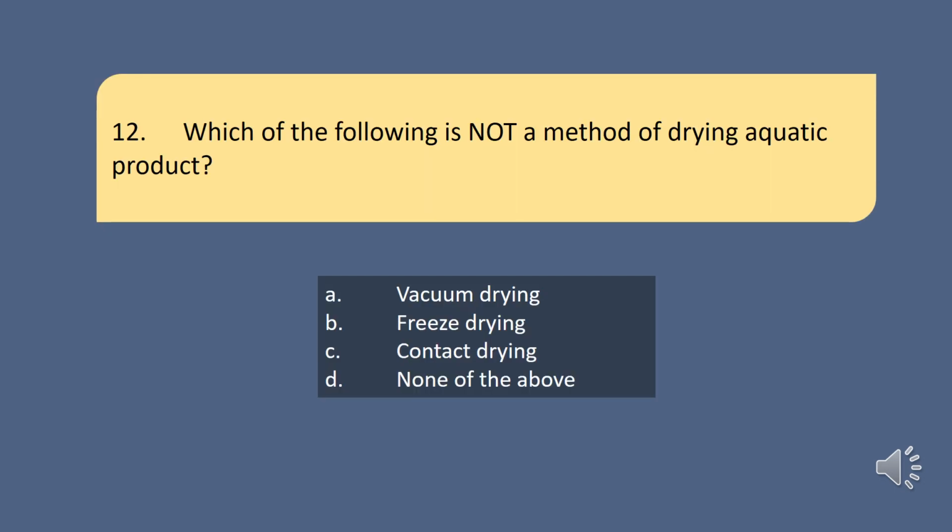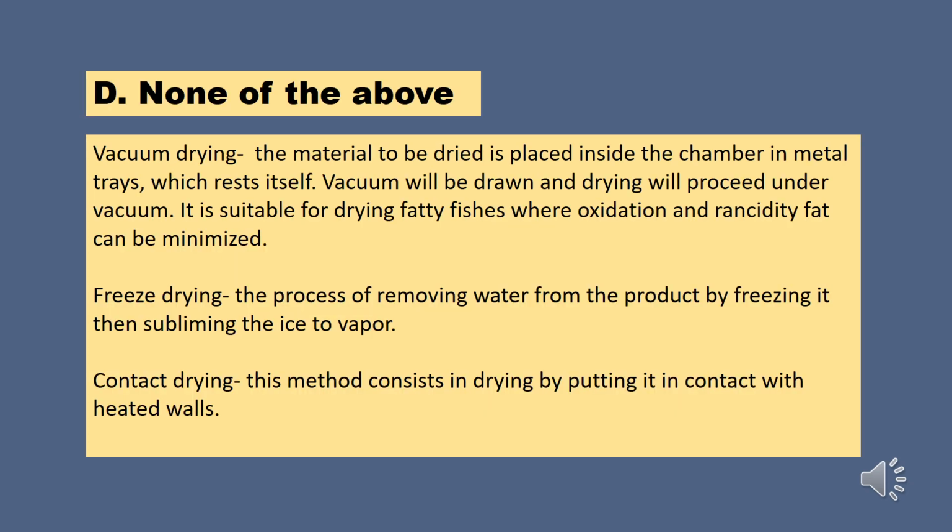12. Which of the following is not a method of drying aquatic product? A. Vacuum drying. B. Freeze drying. C. Contact drying. D. None of the above. 5, 4, 3, 2, 1. The correct answer is letter D.